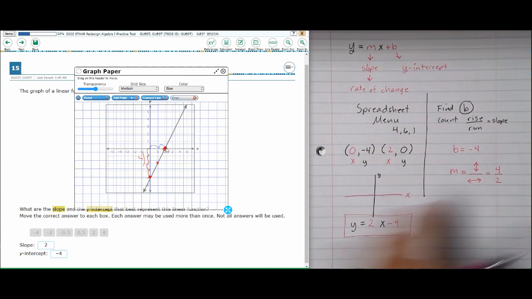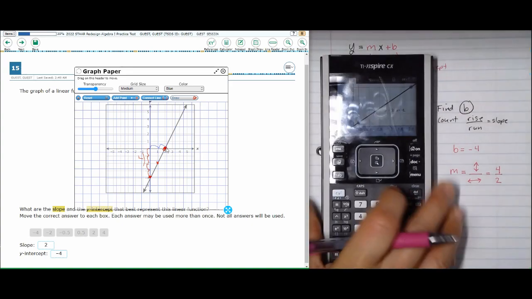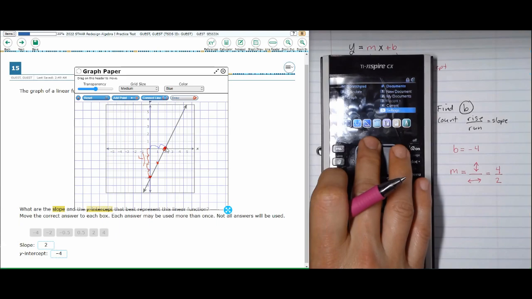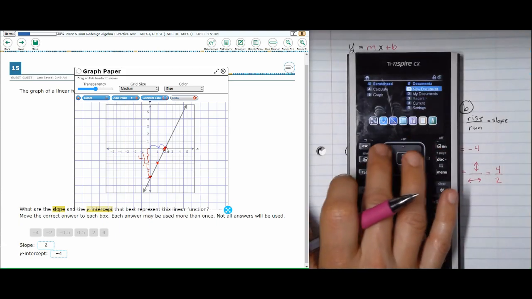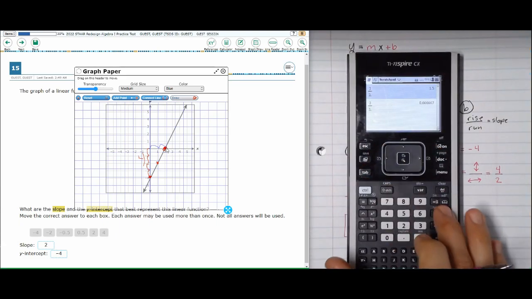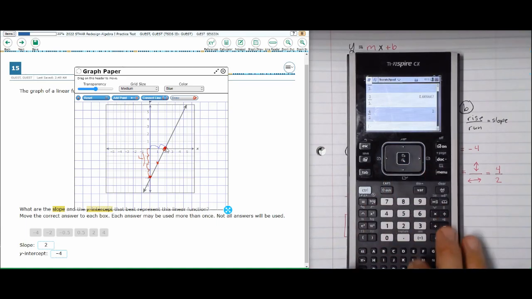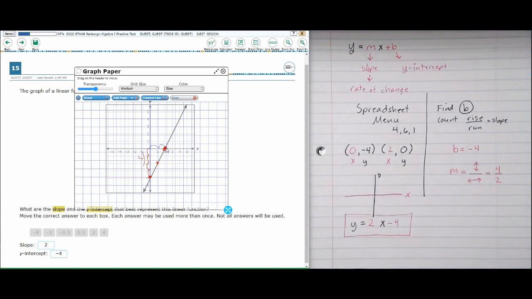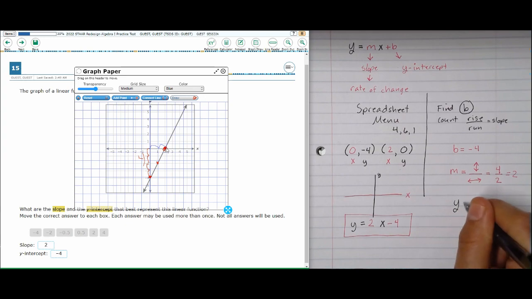Now if I take that 4 over 2 and put that in my calculator, go up to calculate real quick, and I did 4 over 2 and hit enter, it tells me that it's 2. So then I could say the slope is equal to 2. And once you've got your m value, your slope of 2, and you have your b value, which is negative 4, you could have just written the equation y equals 2x minus 4.